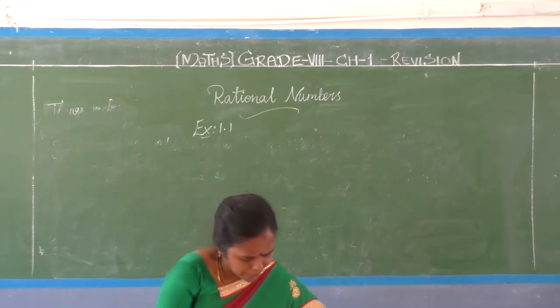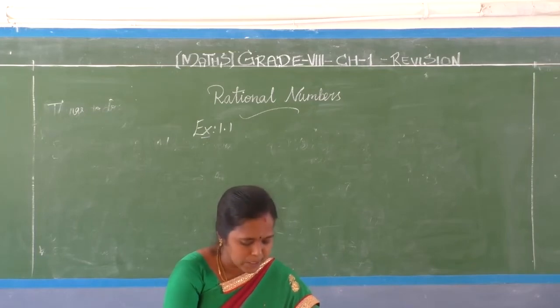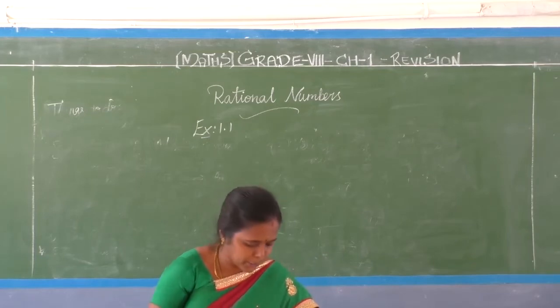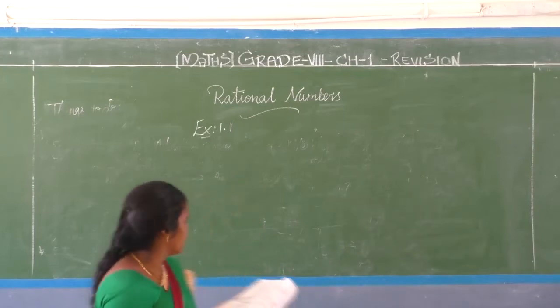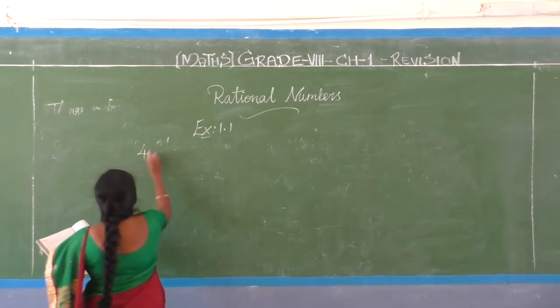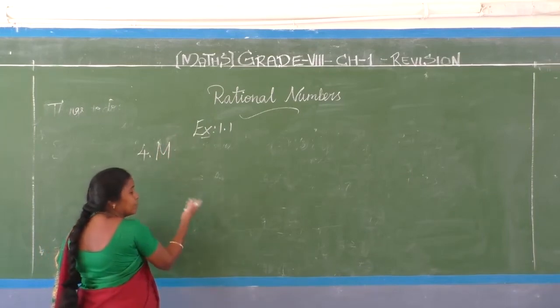Fourth one, find the multiplicative inverse of the following. In the second section we have seen the additive inverse. Now in the fourth section we are trying to find the multiplicative inverse of the following. Multiplicative inverse is nothing but, what is the other name? Reciprocal.